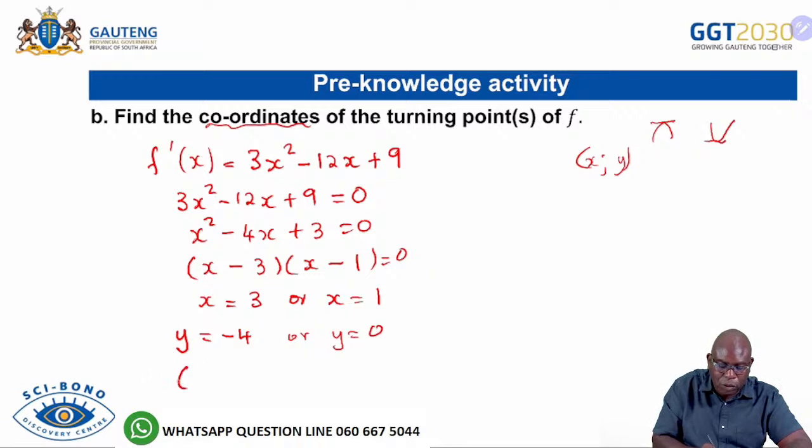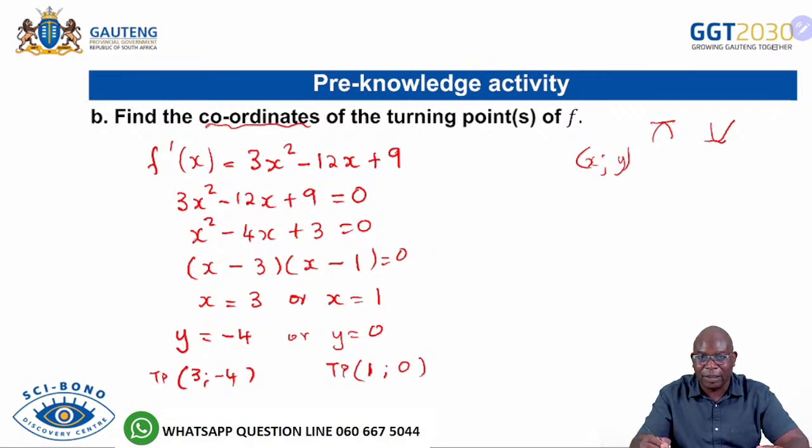So meaning that I've got two turning points. I've got turning point 1 and turning point 2. One will be 3 and -4. The other one will be 1 and 0. So now I've got the coordinates of the turning points. Sometimes we'll have one turning point, but in this case we've got two of them. So we'll check which one is the maximum and which one is the minimum, so that when we draw the sketch, we'll see which one is the minimum and which one is the maximum.